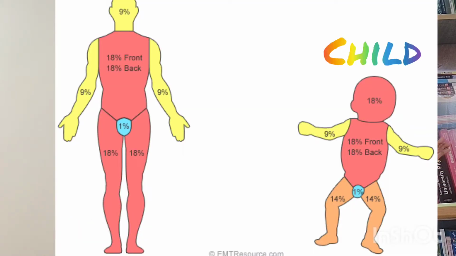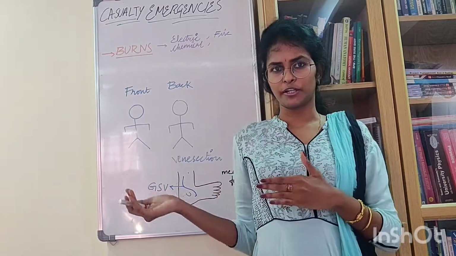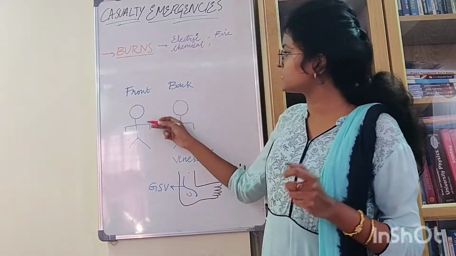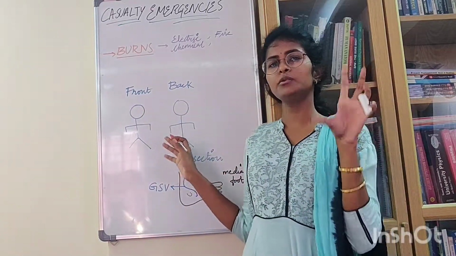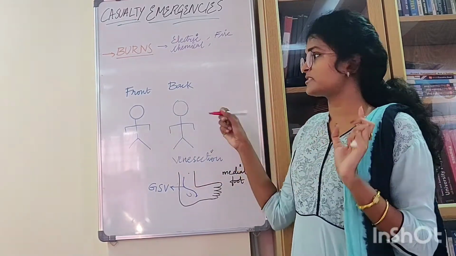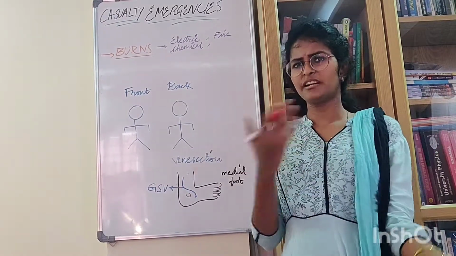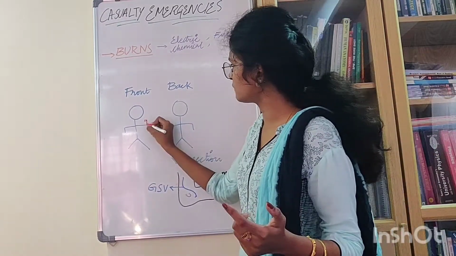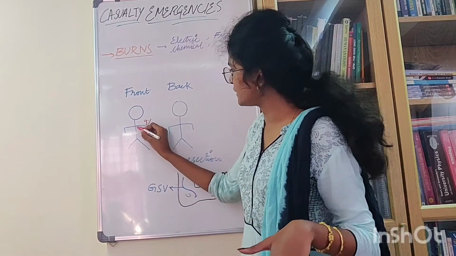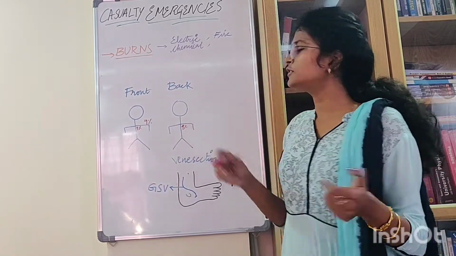If the person is older than 13, consider him to be an adult and calculate accordingly. Whenever you get the case sheet, in order to assess the degree of burns, you have to mention it in the form of the front part and the back part. Suppose the hand is fully burnt on both the anterior and posterior aspect, you just mention it as 9%. If the front part of the chest is involved, write it as 9%. If the back part of the chest is involved, write it as 9% here. So that is how you mention it.